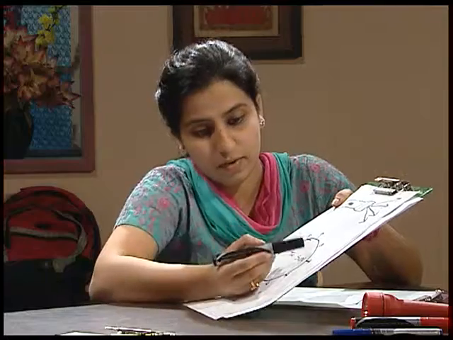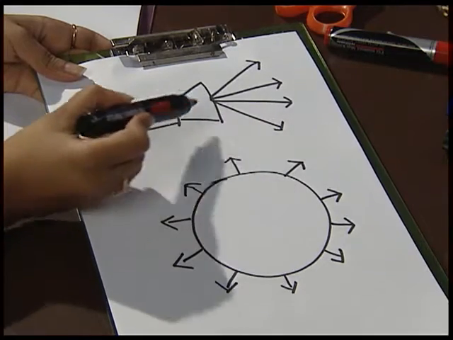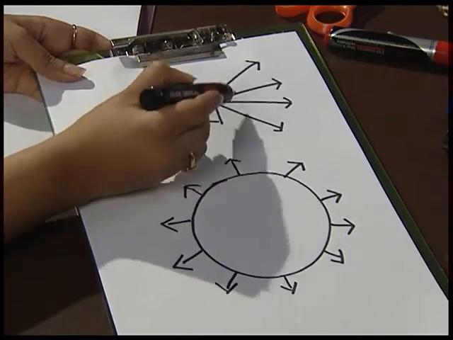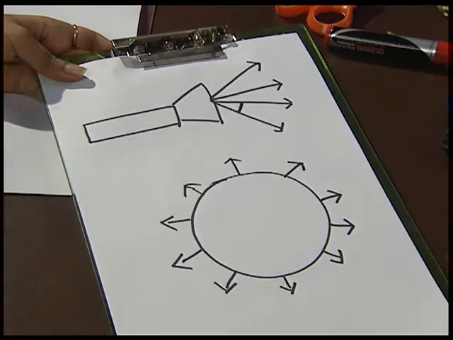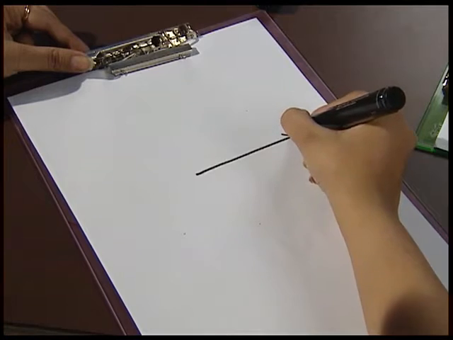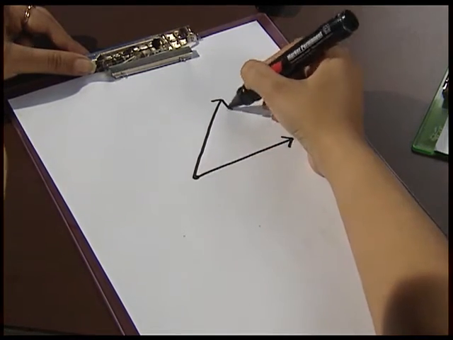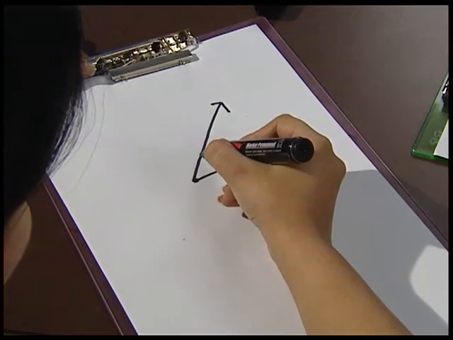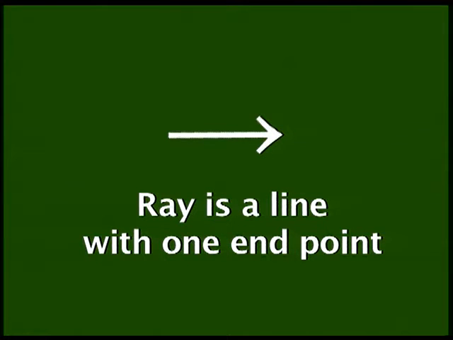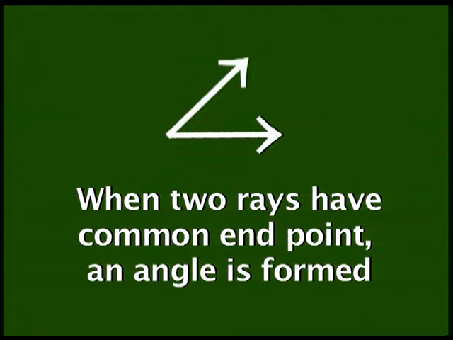Here, these are the rays. A ray is a line with one end point. And when two rays are joined with the same end point, they form an angle. I'll show it here. This is a ray with one end point, and when two rays are joined having the same end point, they form an angle. A ray is a line with one end point. When two rays have a common end point, an angle is formed.